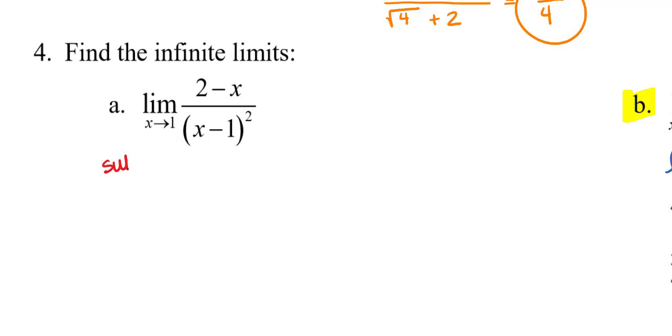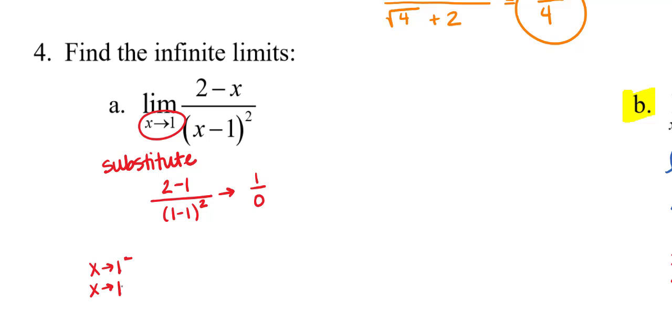So I'm going to substitute and say, what if x is equal to 1? Well, then I get 2 minus 1 over quantity 1 minus 1 squared. I have 1 over 0. Now in the past, we've just said undefined. That's not going to necessarily be good enough. That's not the limit of this function as x approaches 1. So what I'm going to need to do is look at sided limits. And again, this needs to be two-sided: as x approaches 1 from the left and as x approaches 1 from the right. What are those limits?